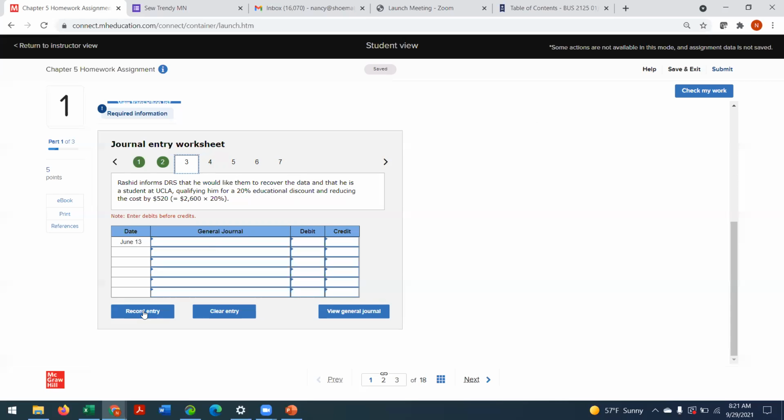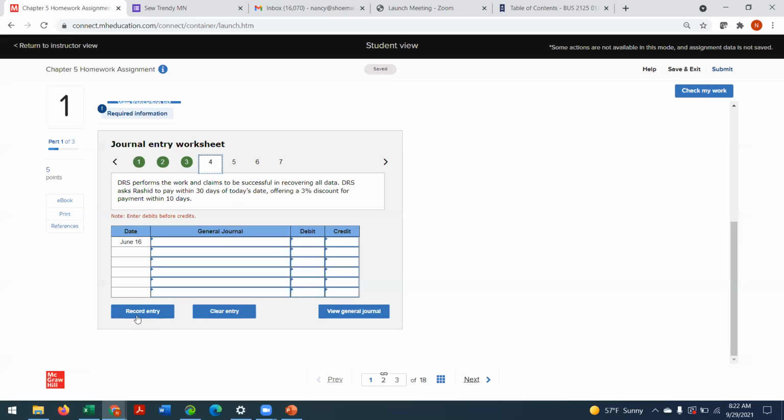Then Rashid informs DRS that he would like them to recover the data and that he is a student of UCLA, qualifying him for a 20% educational discount and reducing the cost by $520. 2,600 times 20%. Did an economic event occur? No. He's willing, he wants them to do the service, but they haven't done the service yet.